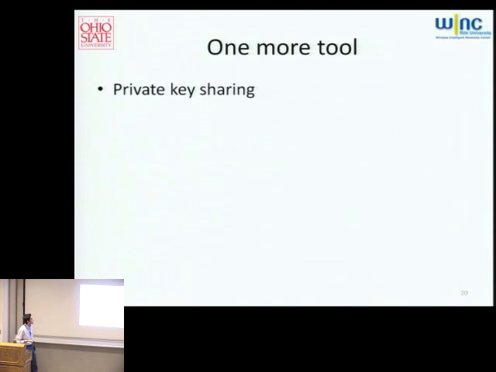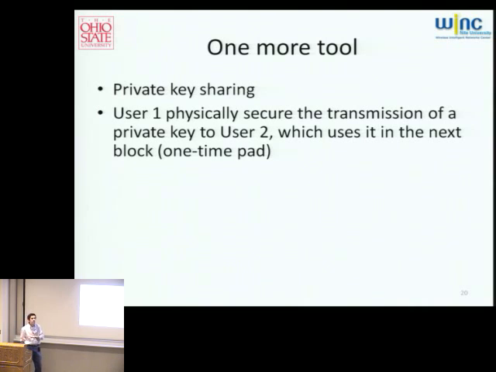One more tool we will need is private key sharing, which allows one user to transfer its available secrecy rate to the other user. So user 1 can physically secure the transmission. Instead of transmitting its code word, it will transmit a private key to user 2, which uses it in the next block. So if nature was not generous enough to user 2 but was to user 1, then user 1 can transfer some of its available rate to user 2.